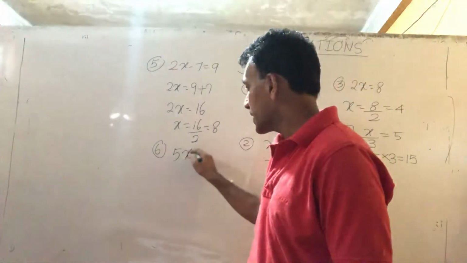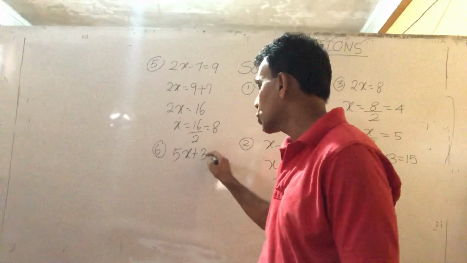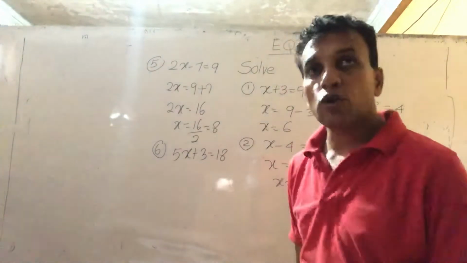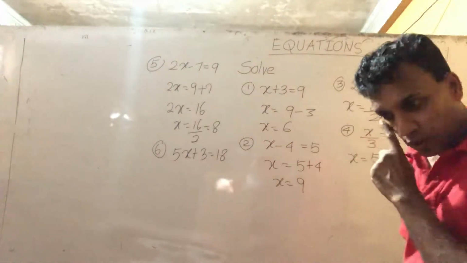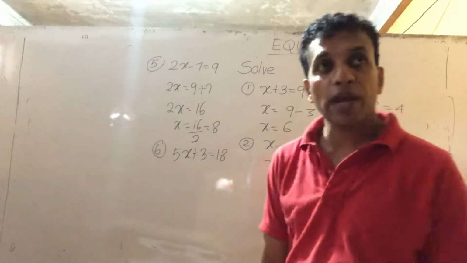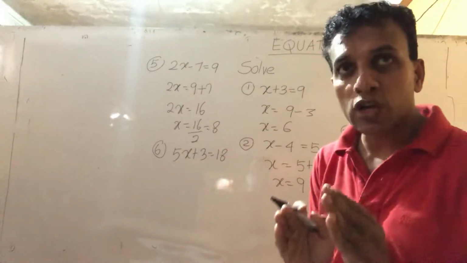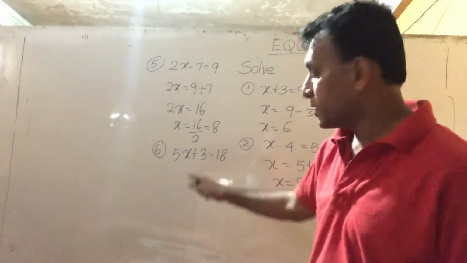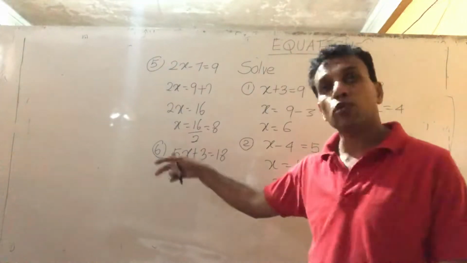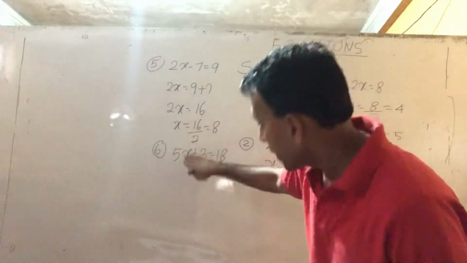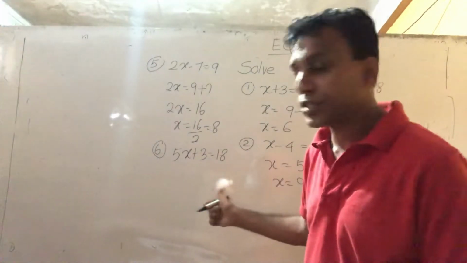5x plus 3 equal to 18. Find the x value here. So like the same idea, to find the x only alone one side, take the 3 other side and the 5 other side. First we take the plus 3 this side, become negative, minus.